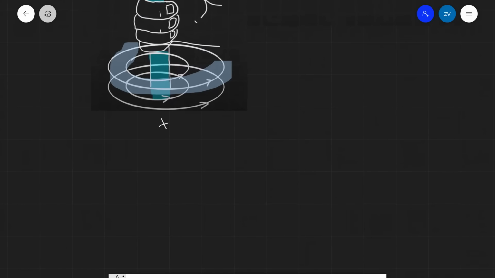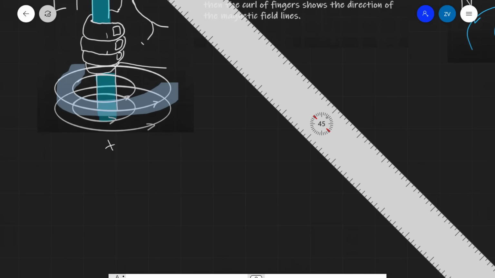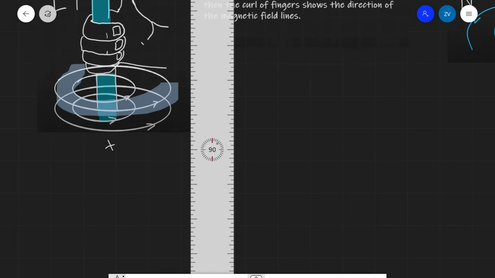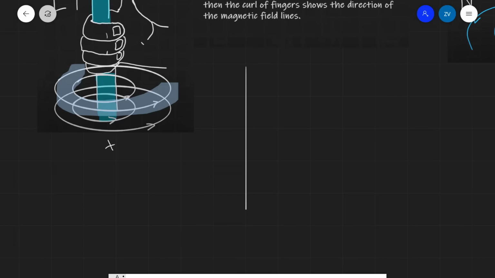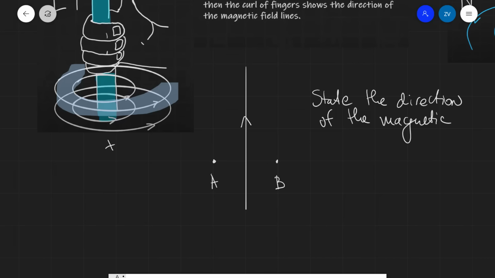For instance, quite a typical problem would be simply to have a wire like so, and let's just draw one wire. Let's say that the direction of the current is upwards. I'm going to give you 2 points, let's say A and B, and a typical question might ask you to state the direction of the magnetic field at, let's say, A and then B.